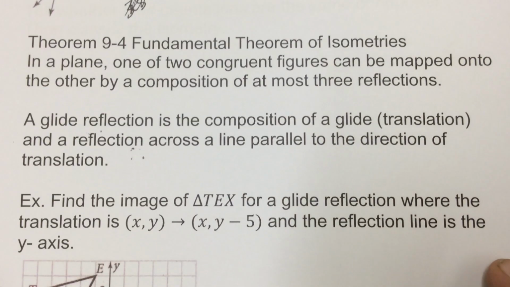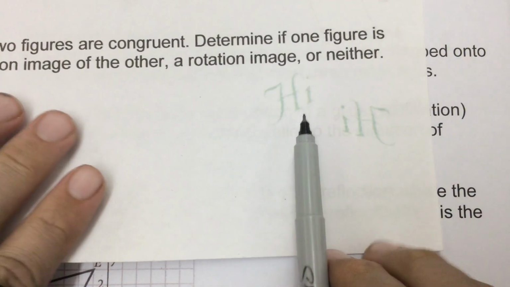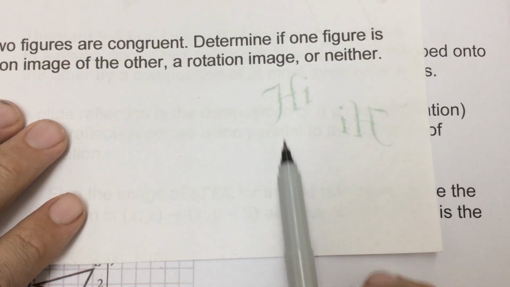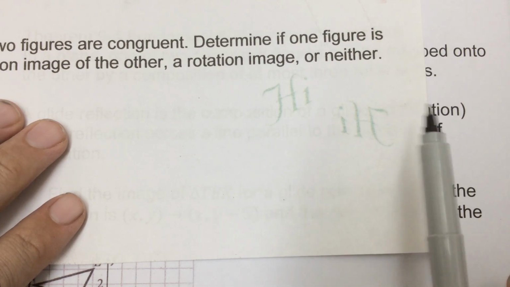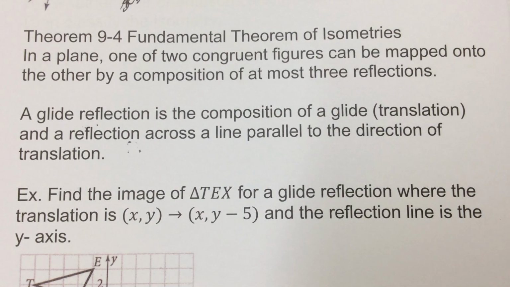So 9.4, which is the fundamental theorem of isometries. In a plane, two congruent figures can be mapped onto one another by a composition of at most 3 reflections. So that's what I talked about before on this one: we would flip, and then flip over. So 2 vertical flips to get it back the same way, and then a flip over to switch it, to make it look like we slid it over.